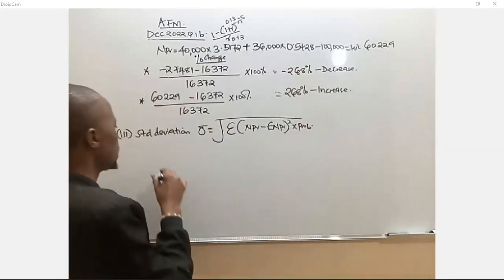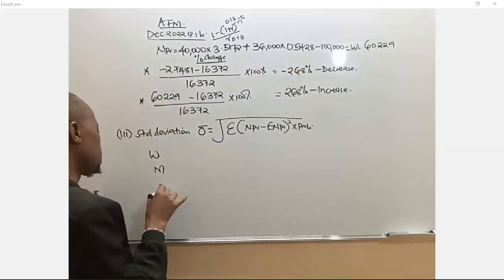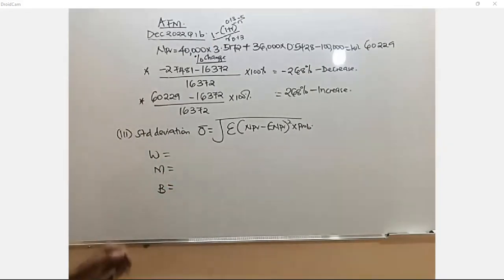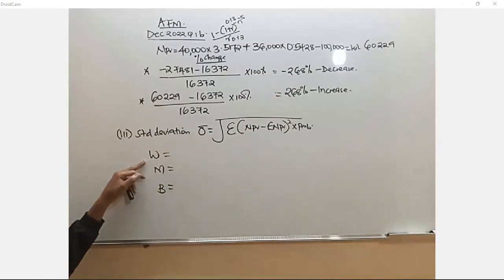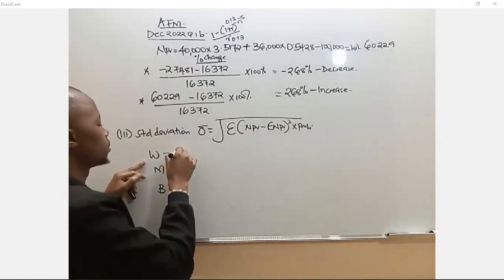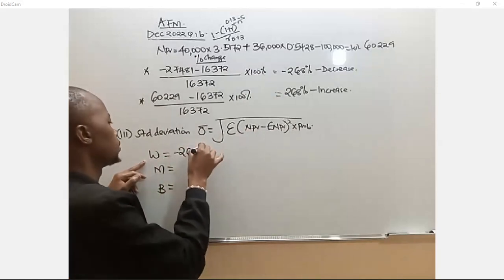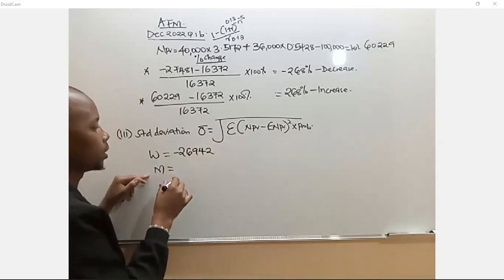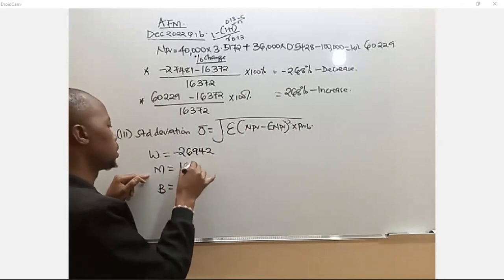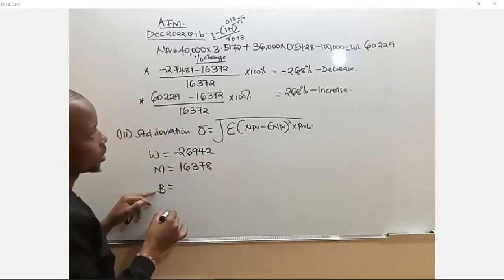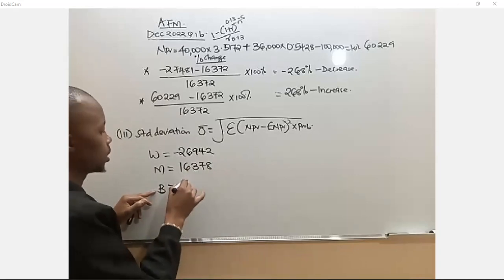Someone remind me, the NPVs we got here, how much are the NPVs? Let me start with the worst, most probable, and the best. The worst is negative 26,942. The most probable is 16,378. The best is 56,972.